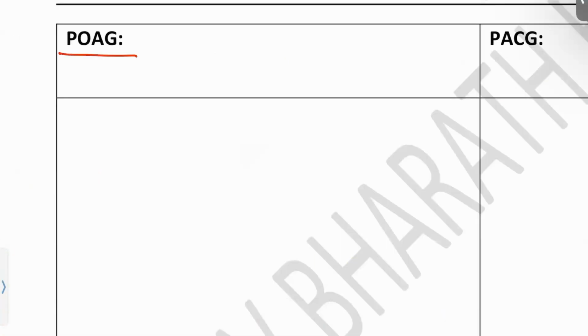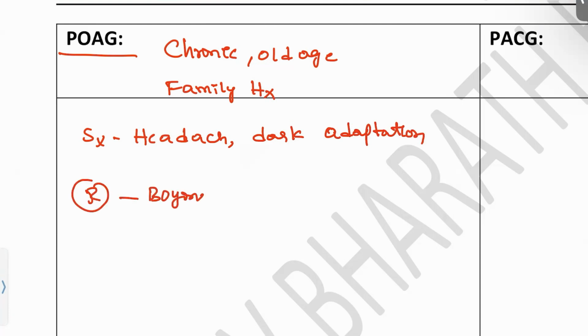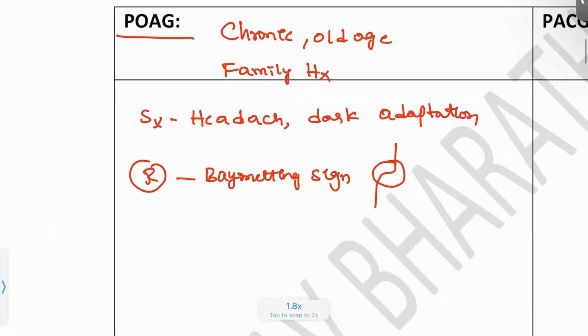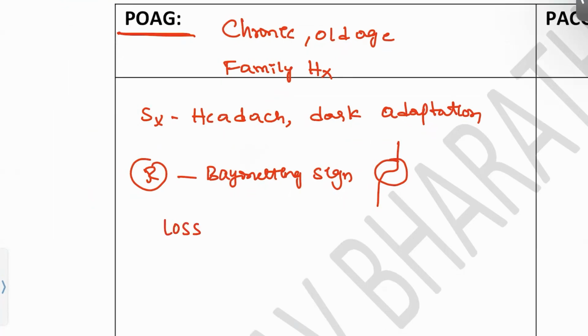Primary open angle glaucoma is mostly seen in chronic patients, old age people, and mostly due to a family history of glaucoma. It is seen with symptoms like headache, and patients will also present with dark adaptation issues. And on retinoscopy, you will see the bayoneting sign. This is how the bayoneting sign is seen on the optic disc. And patients presenting with primary open angle glaucoma are likely to end up with loss of vision.